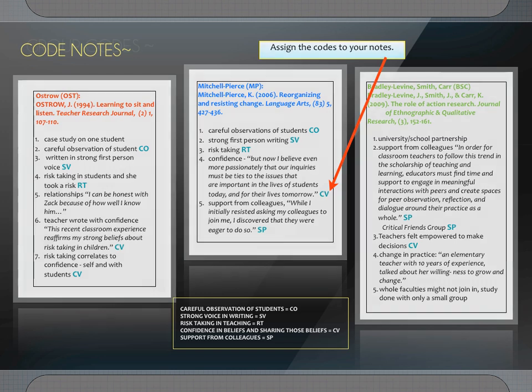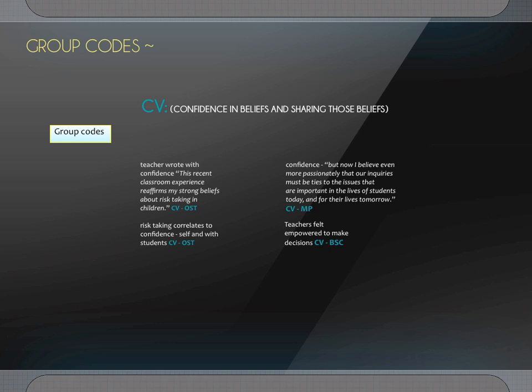So after you have coded all of your notes, it's time to put them together into groups. Here I'm going to put all of the notes coded into the category confidence in beliefs and sharing those beliefs. That was one of my categories. I just happen to have something from each author in this category. That doesn't always happen, and that's fine. All right, so now for the important part.